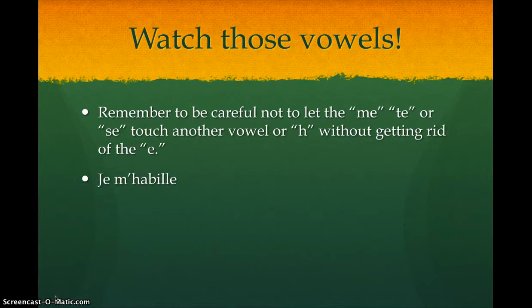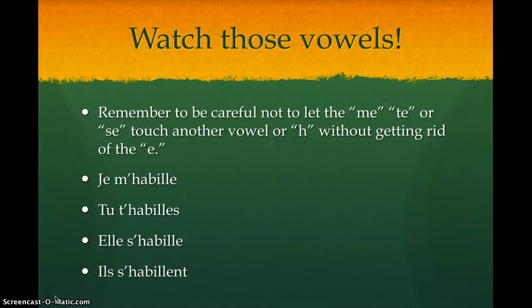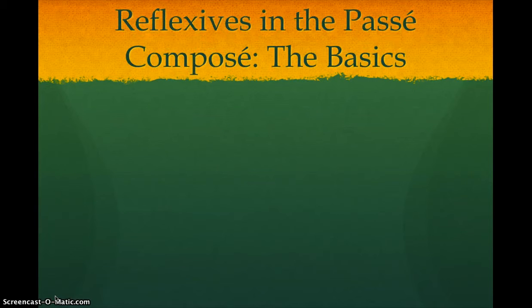So, je m'habille. Tu t'habilles, elle s'habille, il s'habille. Now, if you did not have that apostrophe and had the me, it would be je me habille, tu te habilles, elle se habille, il se habille. And it's really kind of, you hear that pause and that's not pretty and they don't like it. So, je m'habille, tu t'habilles, elle s'habille, il s'habille. It almost becomes like one word.